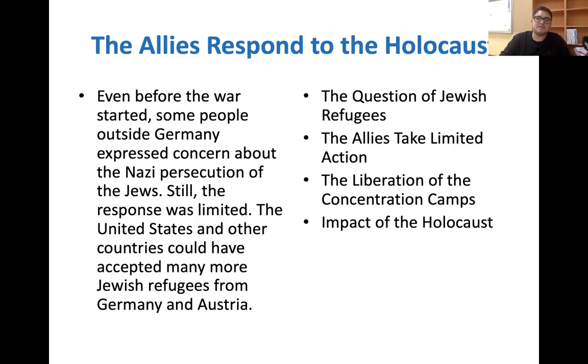The Allies' response to the Holocaust, right? Even before the war started, some people outside Germany expressed concern about the Nazi persecution of the Jews. Still, the response was limited. The United States and other countries could have accepted many more Jewish refugees from Germany and Austria. Now, did they? No. Let's talk about these four things: the question of Jewish refugees, the Allies take limited action, the liberation of the concentration camps, and the impact of the Holocaust. So we're almost finished, class.